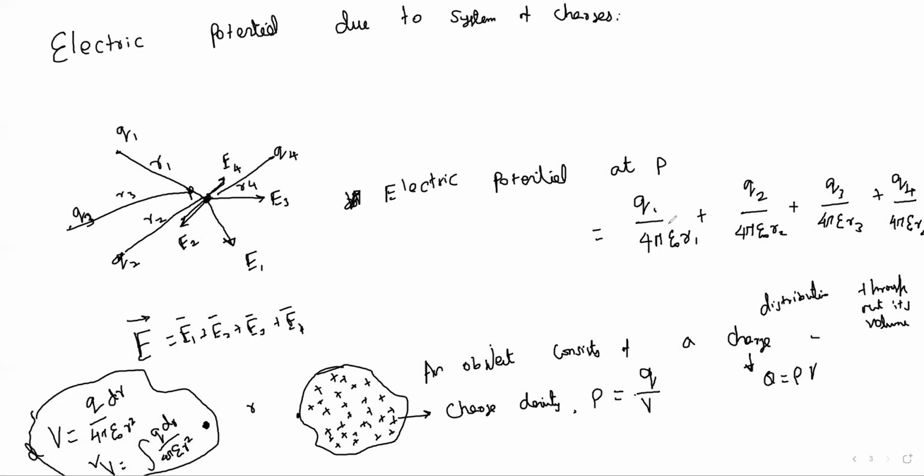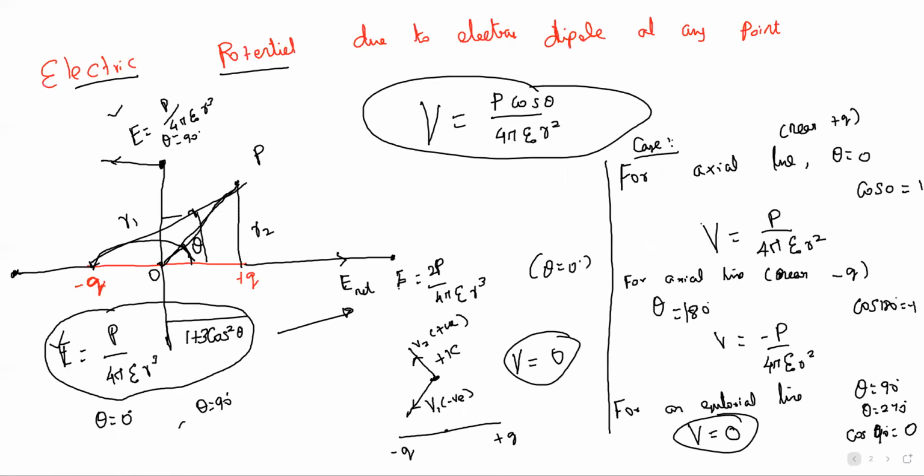The thing you have to remember is the electric potential is inversely proportional to the distance between them. V is inversely proportional to R. This is what you have to remember for a point charge, a system of charges. But for an electric dipole, V is inversely proportional to R square. So these two things you should remember.